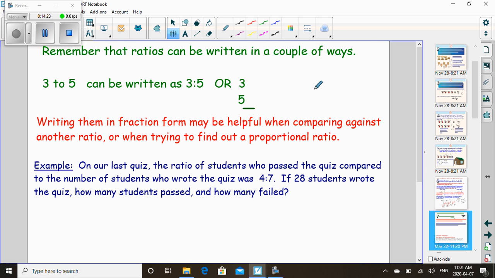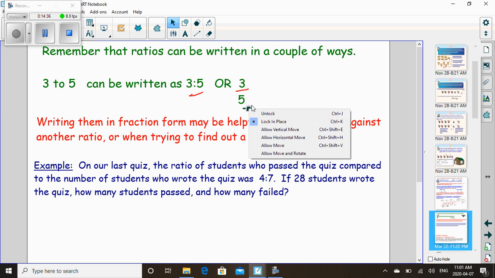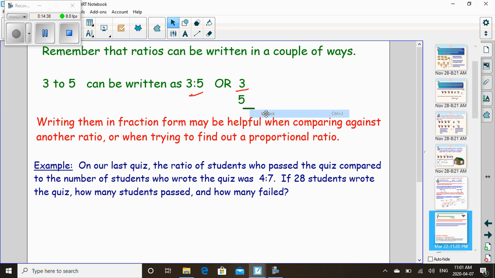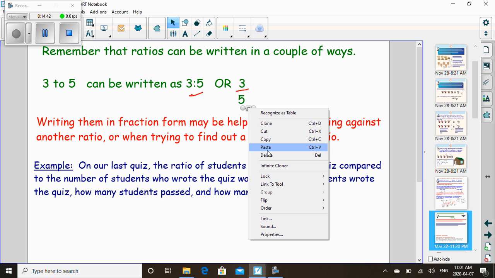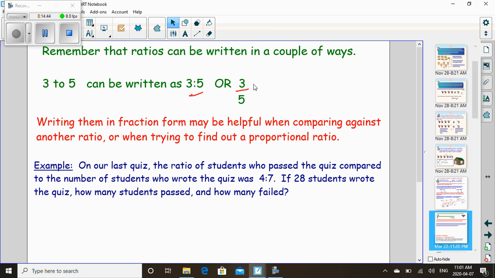Okay. So remembering ratios can be written in a couple of ways, right? I've already talked to you about this. 3 to 5 can be written as 3 colon 5. Could be written as 3 over 5. I don't know why this guy found its way down here. I don't know, but we'll delete that anyway. Get that out of the way. Move. There we go. Good.